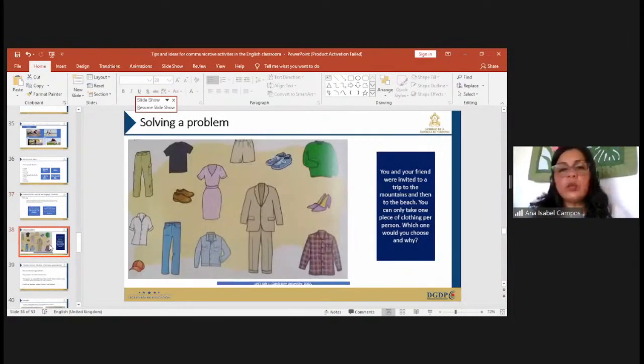Problem solving activities as well. You can give them a picture and you can give a situation. You and your friend were invited to a trip to the mountains and then to the beach. You can only take one piece of clothing per person. Which one will you choose and why? So this is a problem solving where they have to discuss why am I taking tennis shoes or high heel shoes or a sweater or a cap or a jacket, right? It's hard to choose here because the clothes is not informal. So they have to justify.